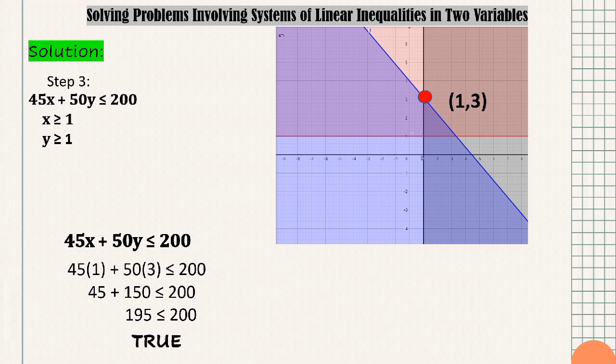Next, we have x is greater than or equal to 1. Substitute the given ordered pair, and we will have 1 is greater than or equal to 1. And the statement is true. Next, we have y is greater than or equal to 1. So our y is 3, so we will have 3 is greater than or equal to 1. And the statement is also true.